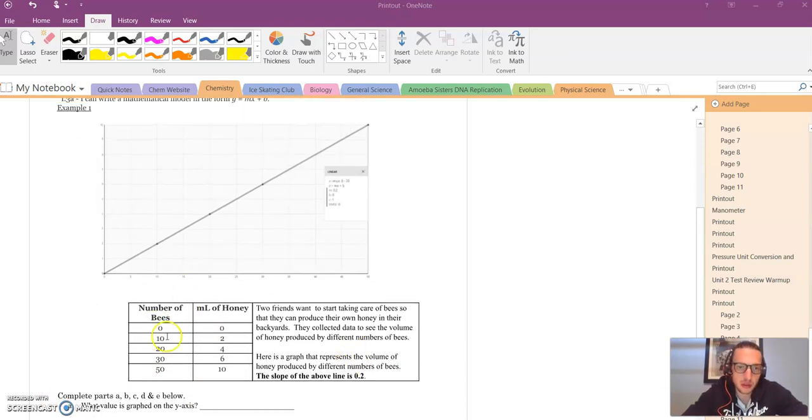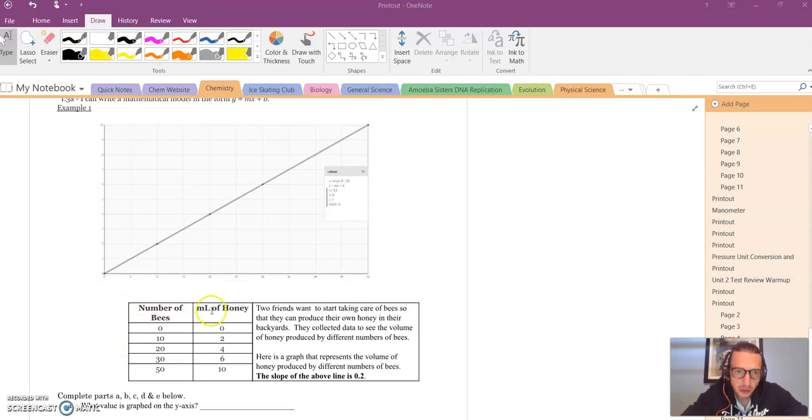So here is the example, and I'm going to explain to you how to apply this example to the graph and how to eventually write out an equation in y equals mx plus b format. Let's go ahead and start off reading the description. Two friends want to start taking care of bees so that they can produce their own honey in their backyards. They collected data to see the volume of honey produced by different numbers of bees. Here's a graph that represents the volume of honey produced by different numbers of bees. The slope of the above line is 0.2.